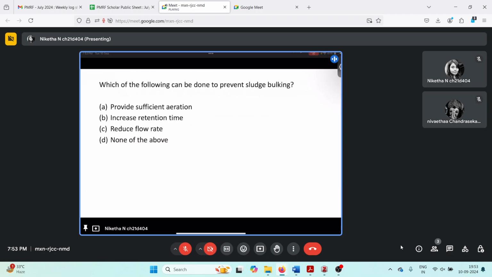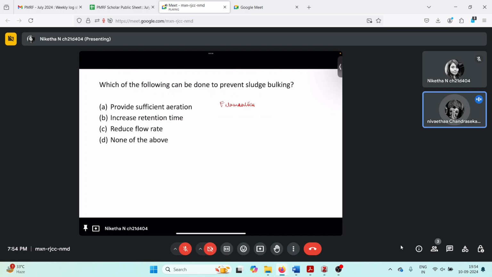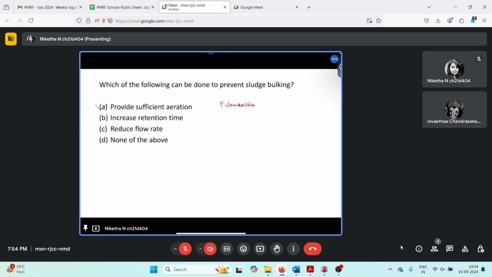Okay, next question. Which of the following can be done to prevent sludge bulking? Can you remember what sludge bulking is? It is caused by what? We discussed filamentous bacteria, right? Yes, ma'am. Provide sufficient aeration. Yeah. When we have sufficient aeration, the growth of filamentous bacteria is suppressed.